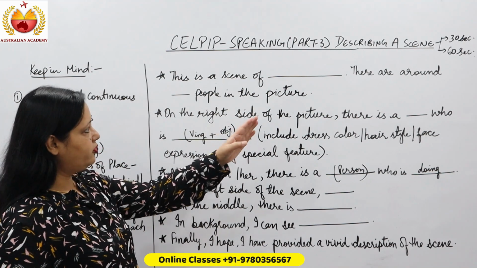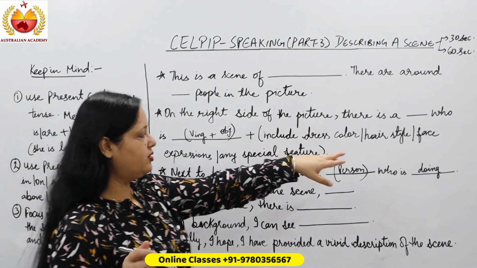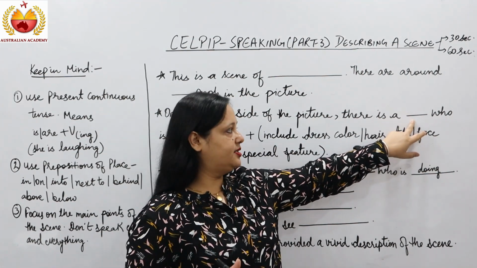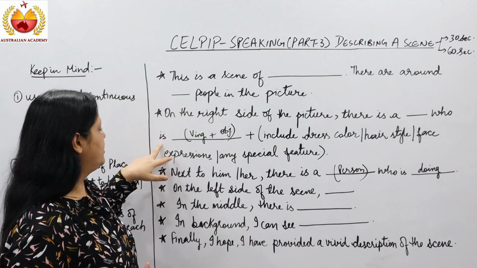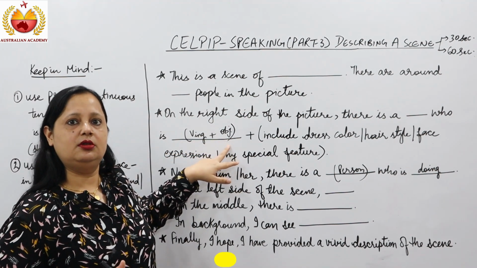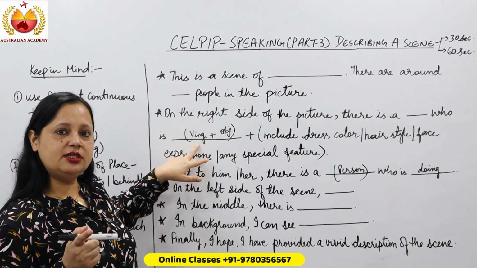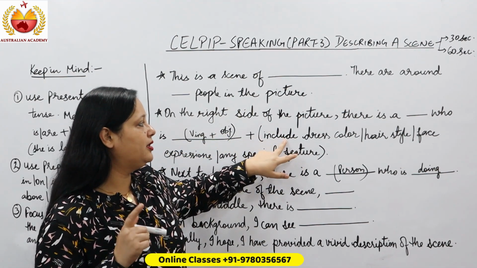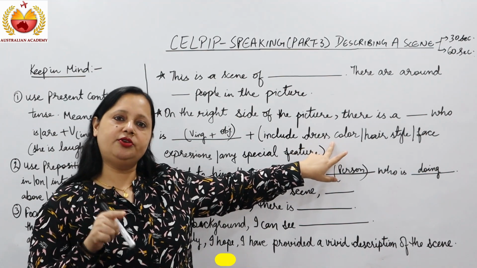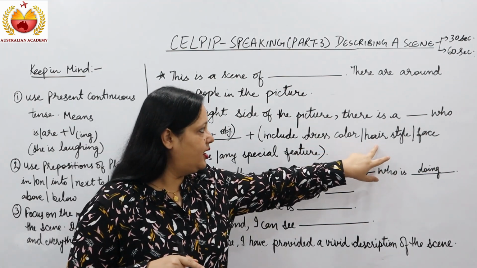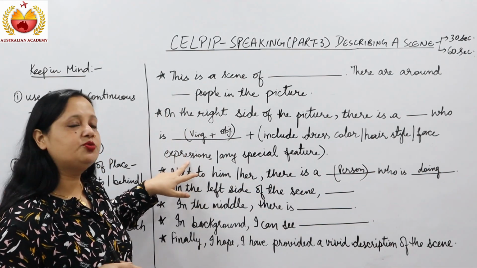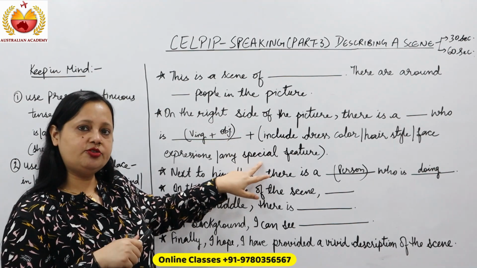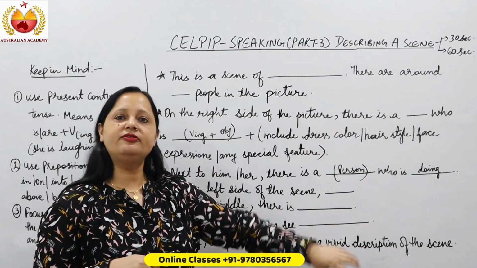So on the right side of the picture there is a boy. In that picture we had a boy. You can talk about a boy or whosoever is there in the scene. There is a boy who is reading a book. What the person is doing, you have to speak here, plus now you have to include either the dress color of that boy, hairstyle of the boy, any face expressions or any special features. Okay, now why is it mandatory to speak about any one of these?